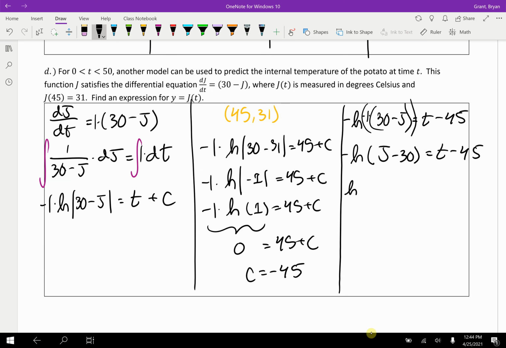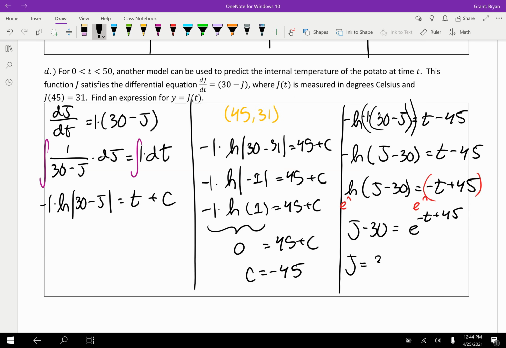All right, the rest of the solving isn't too terrible. I'm going to multiply both sides by that negative. We should remember that to undo natural log, we do e to the power of each side. You should probably group that so we can see it's all together. You cannot distribute e to both of these. Gives us j minus 30 equals e to the negative t plus 45. And finishing this off, we're just going to add 30 to the right side.